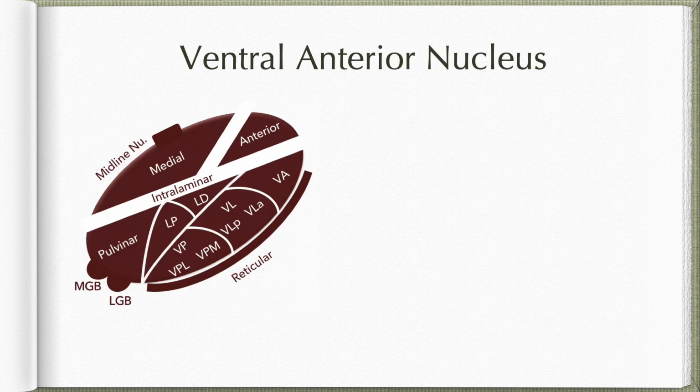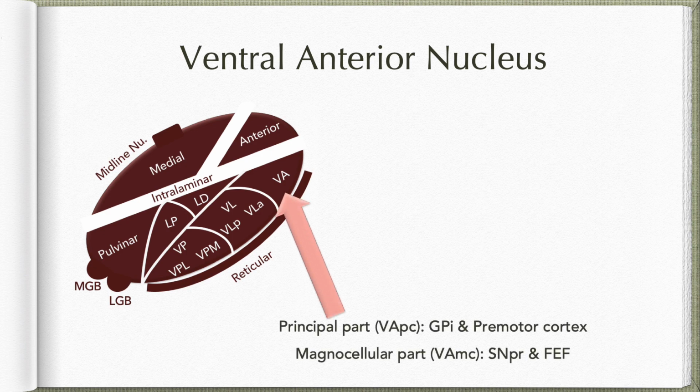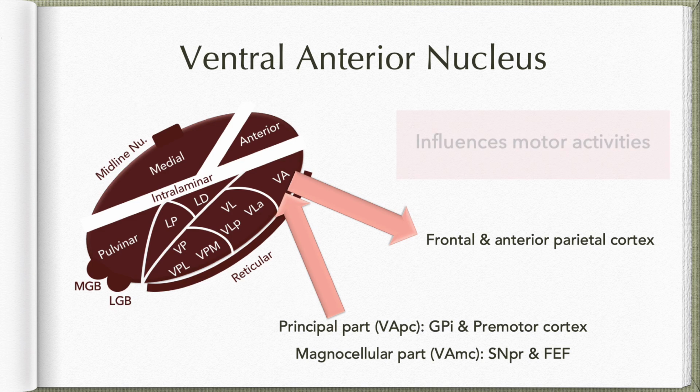Now coming to the ventral tier nuclei. Ventral anterior nucleus first. Again, it has 2 subparts, a principal part and a magnocellular part, but both of these parts will be receiving inputs from globus pallidus internum, premotor cortex, substantia nigra pars reticulata, and frontal eye field. All of these are motor related centers. And its major output is also to the motor areas in the frontal lobe as well as to the anterior parietal cortex. So this ventral anterior nucleus influences motor activities on the contralateral half of the body.